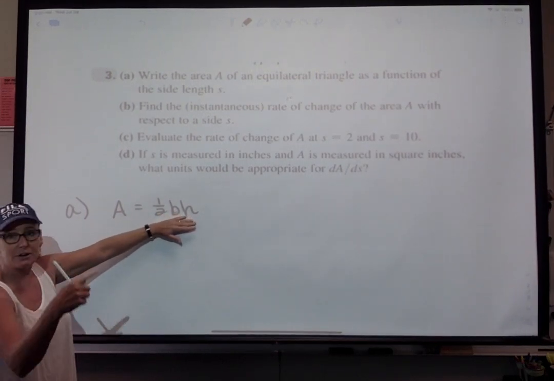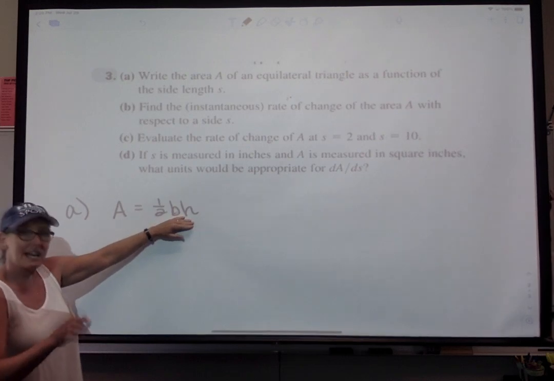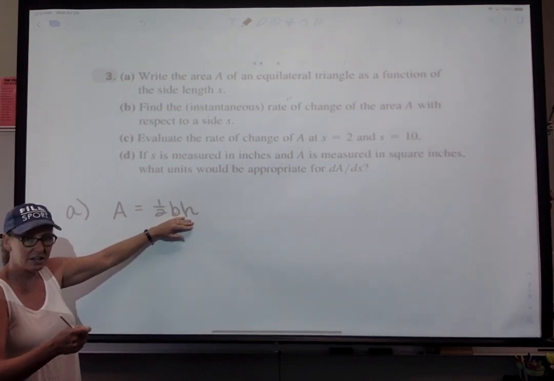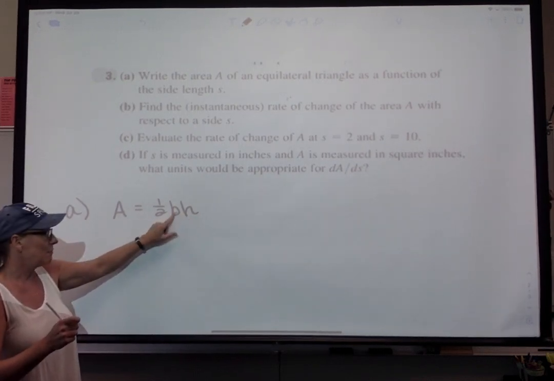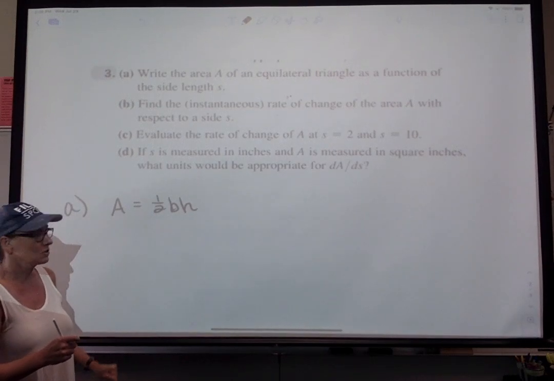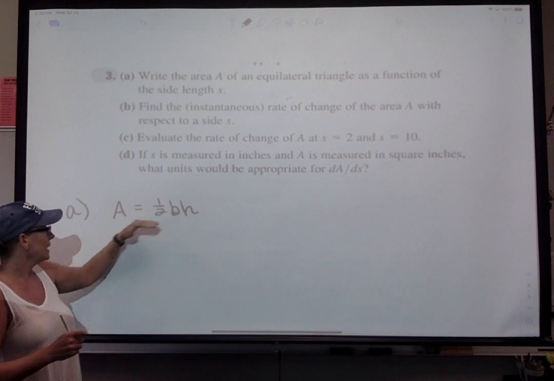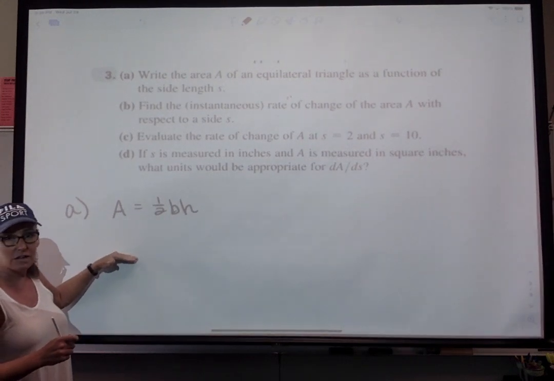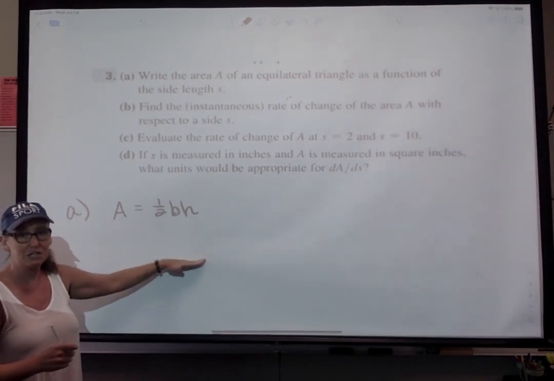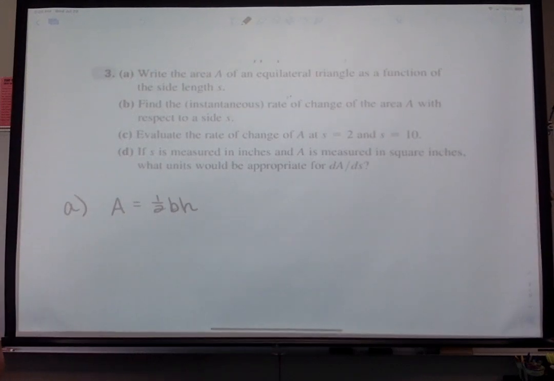That means my variable needs to be s for side length. And right now, I only have base and height. So I need to redo this equation so that I have A equals, and the only variable over here is an s.